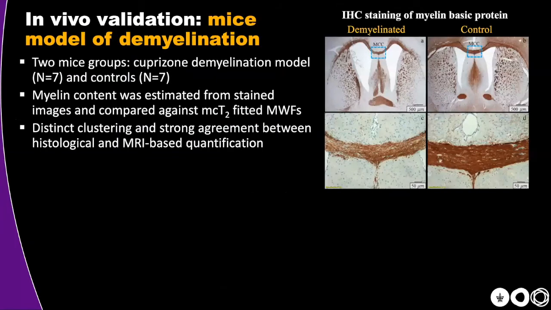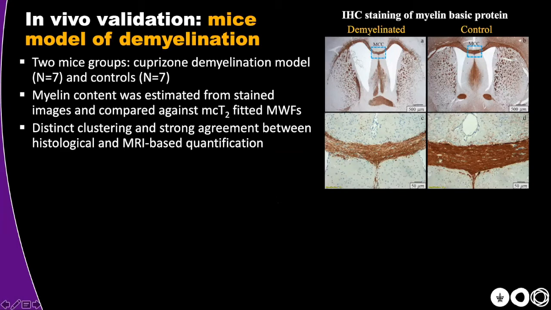Here you can see in vivo validation on a mice model. This is a mouse model called Cuprizone. You put the mouse on a specific diet that damages the myelinated tissues in the brain. You can see here part of the corpus callosum of the mouse of a demyelinated case and a control case where there was no demyelination.